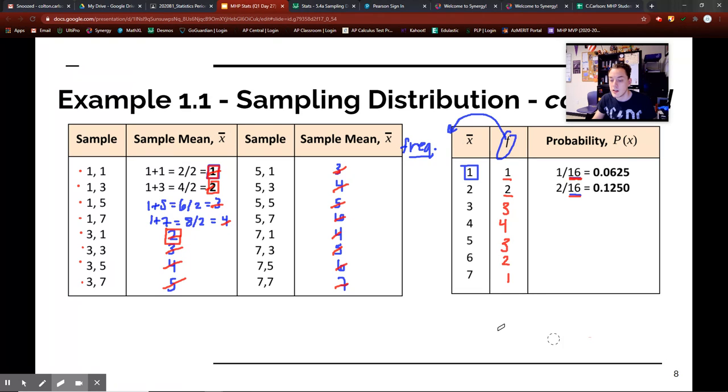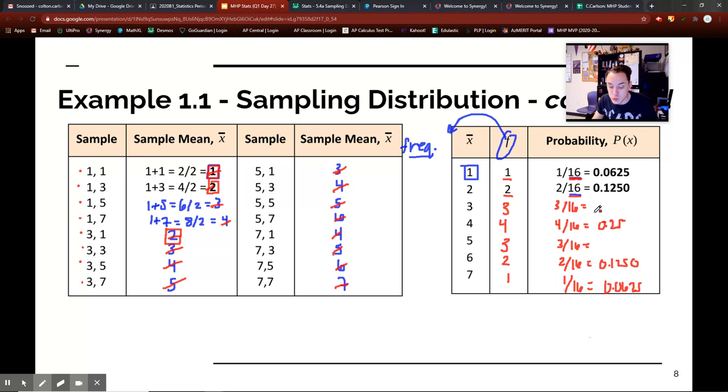Take these numbers, divide it by 16, and try to find the probability. So what is 3 divided by 16? What is 4 divided by 16? 3 divided by 16, and then 2 divided by 16, and then 1 divided by 16. Now, the cool thing is I already know what 1 divided by 16 is. It's 0.0625. I already know what 2 divided by 16 is. It's 0.1250. I should already know what 4 divided by 16 is, which is 1/4, which is just 0.25.